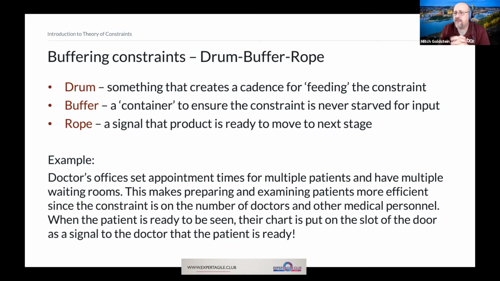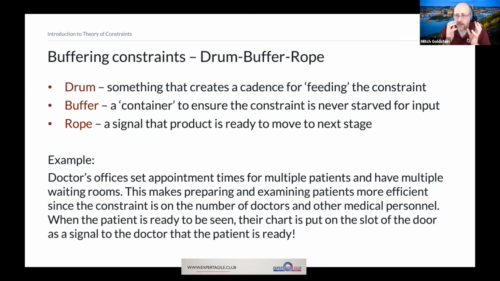There's always a patient available for the doctor to see next. We ensure that the constraint is never starved for input. And the rope is a signal that the product is ready to move on to the next stage. When we're ready for the doctor, we put the chart on the wall. When the doctor is done with you, he takes the chart and brings it back to the receptionist. That's another rope signal that you're done and ready to move on to the next stage, and then we know someone else can come into the waiting room.